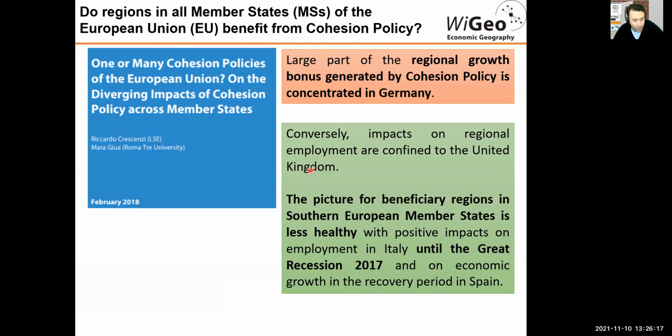And as a matter of fact, trying to explain, I tried to do some search on this, and there are some differences in terms of the date of this study. So I came across this study on whether the cohesion policy in the European Union is one or many. That's what Riccardo Crescenzi and Mara Giua are asking. And they tried to make a comparison of how countries across Europe have been benefiting from the cohesion policy, one of the pillars of the regional policy within the European Union.